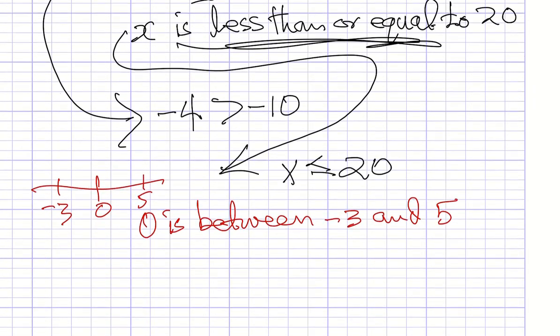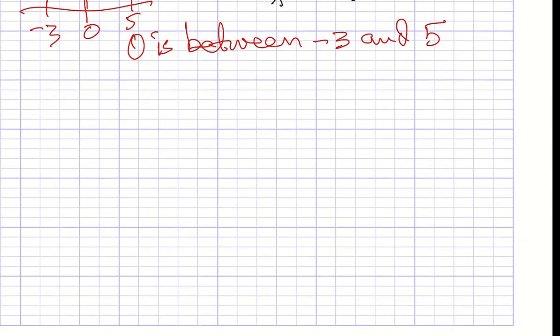Using these 4 symbols. Any of the 4 symbols that will make it work. How do you do that? Well, you write it like this. 0 is less than 5, and 0 is greater than minus 3. That's how you say that. You see that, right? 0 is between minus 3 and 5.